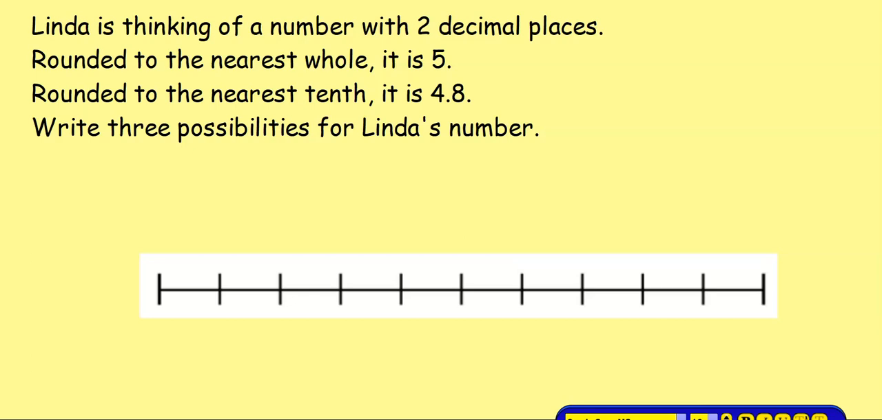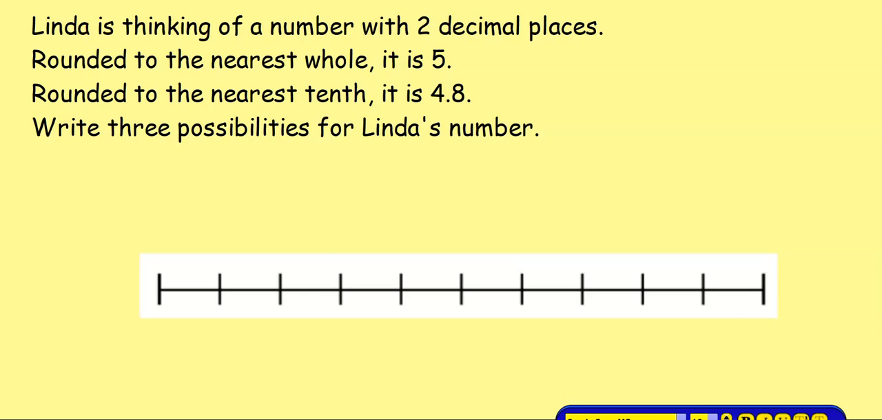So you're going to have some problems that look a bit like this. This question says Linda is thinking of a number with 2 decimal places. That's your first little clue there. It's going to go into your hundredths. Rounded to the nearest whole, it's 5. And rounded to the nearest tenth, it is 4.8. So we need to be able to write 3 possibilities for Linda's number.